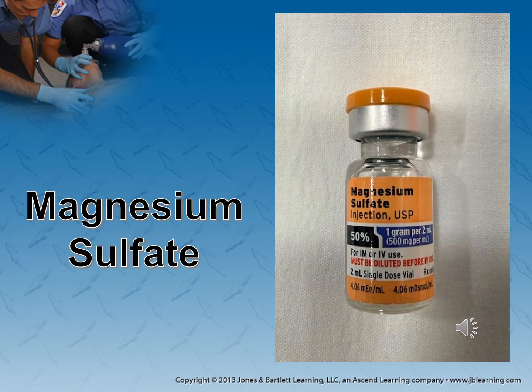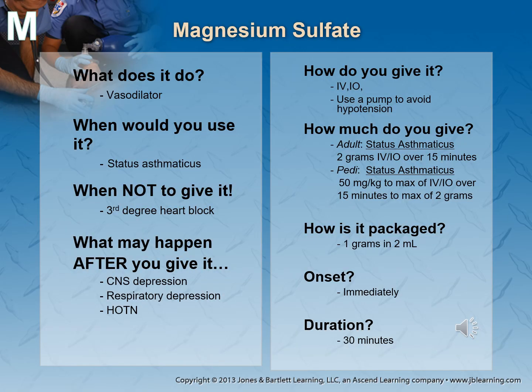Mag sulfate. Mag is one of those medications used for a variety of different things, and it works really well with our severe respiratory distress patients. Why? Because it's a vasodilator. It works really well with our status asthmaticus patients. We should never give it to a patient in a third-degree heart block. When you give this, you need to be careful of respiratory depression or hypotension.